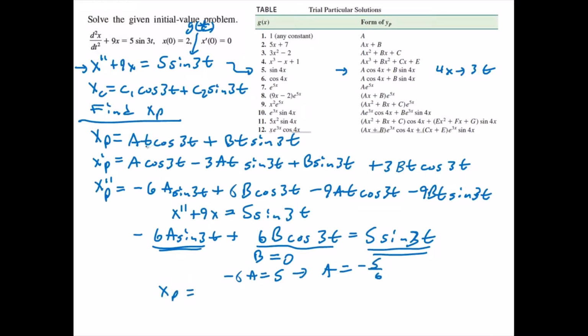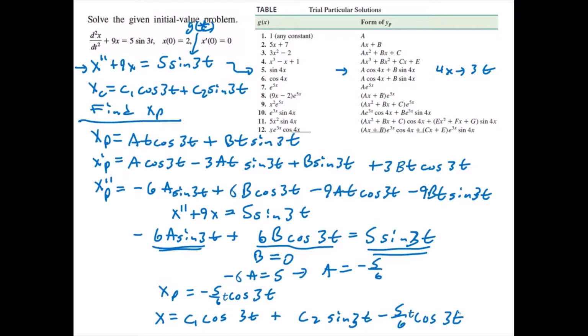So our particular solution is going to be at times the cosine of 3t, so negative 5/6t times the cosine of 3t, and then we're going to add bt times the sine of 3t, but b is 0, so we won't add anything. So this is going to be our particular solution. And so now we can get our general solution x, which will be the complementary solution, c sub 1 times the cosine of 3t, plus c sub 2 times the sine of 3t, and then we'll add the particular solution, negative 5/6t times the cosine of 3t.